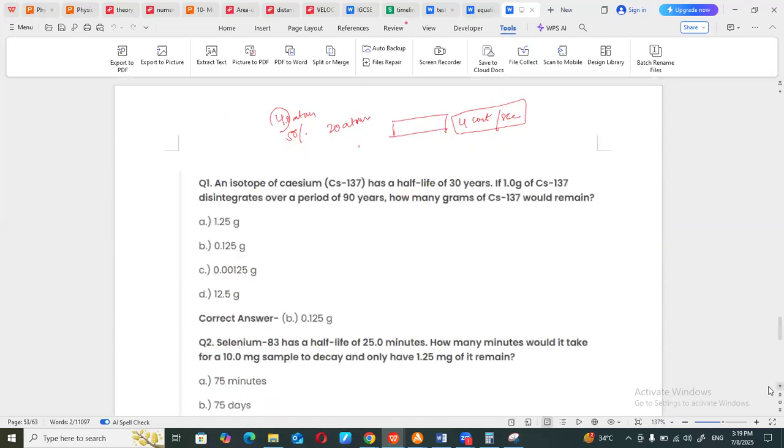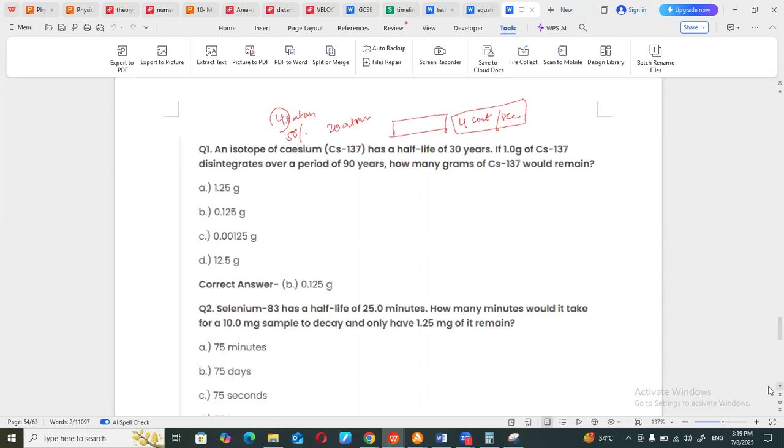Now, here are the questions we have. This is very interesting. There are multiple questions related to half-life. First of all, there is a formula which we need to memorize or remember, whatever you want to do. The formula is very simple. Amount left is equal to total amount divided by 2 to the power of number of half-lives.